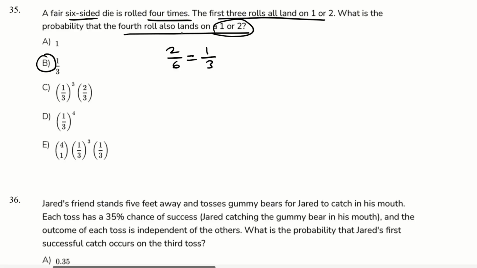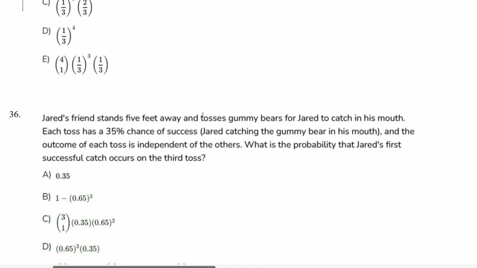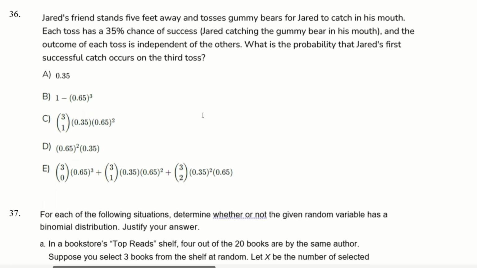All right, so let's look at number 36. Jared's friend stands 5 feet away and tosses gummy bears for Jared to catch in his mouth. Each toss has a 35% chance of success, Jared catching a gummy bear in his mouth, and the outcome of each toss is independent of the others. What is the probability that Jared's first successful catch occurs on the 3rd toss?